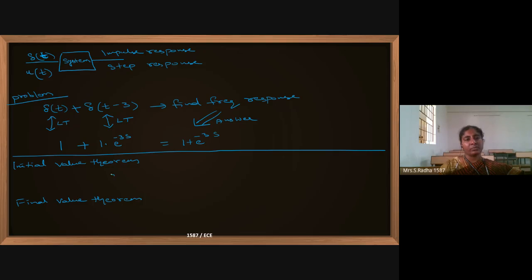Initial value means we will be calculating x of 0, which is limit s tends to infinite, s into x of s. In the question they will be giving x of s. Final value theorem means we are finding x of infinite, and opposite we have to put it here, s approaches 0. Left side 0 means right side infinite, limit s approaches infinite. Left side infinite means right side in the limit it is s approaches 0, s into x of s. These are initial value, final value theorem problems.